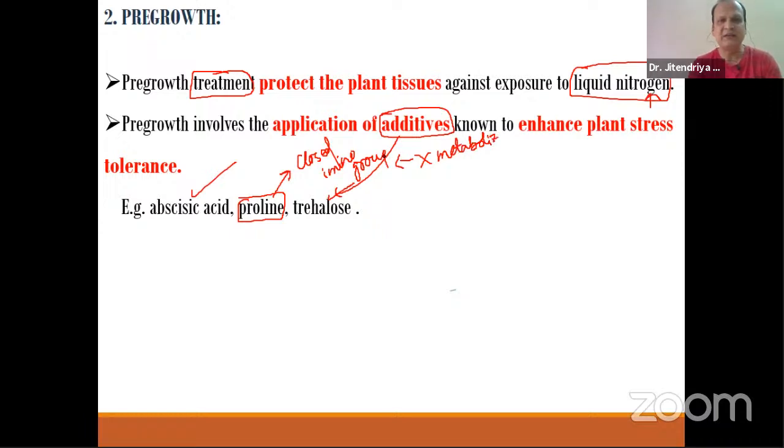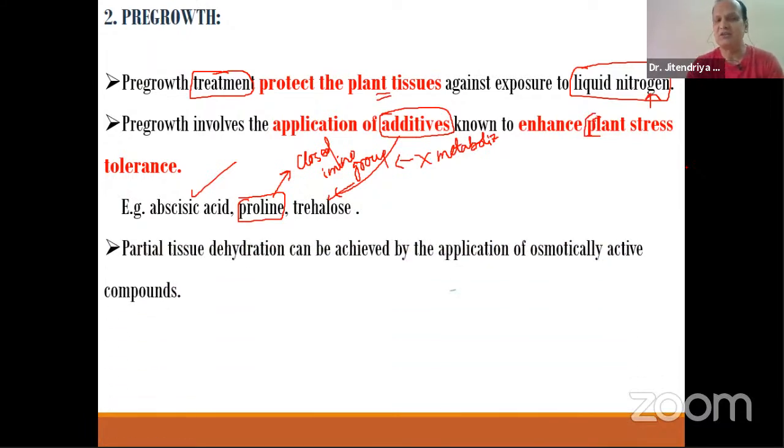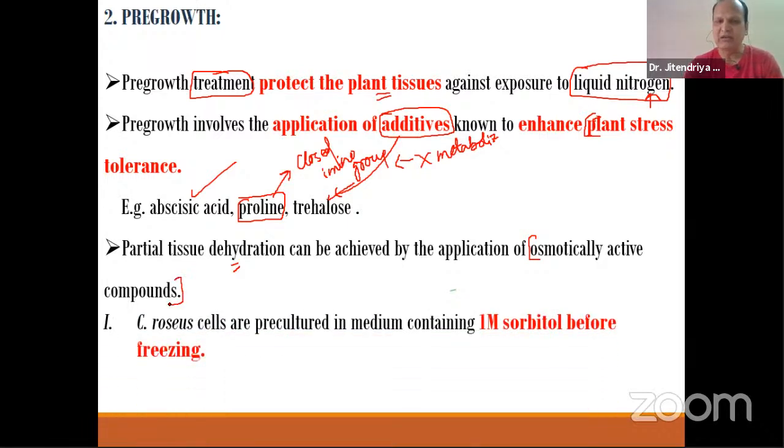So these additives were utilized in that plant tissue so that they are able to survive in this stress condition, because you are incorporating certain things which are not natural to the plant tissue. In some cases, partial tissue dehydration can also be achieved by the application of certain osmotically active compounds. Let us say, in the case of Catharanthus roseus, which in Gujarat is called the Barmasi plant.